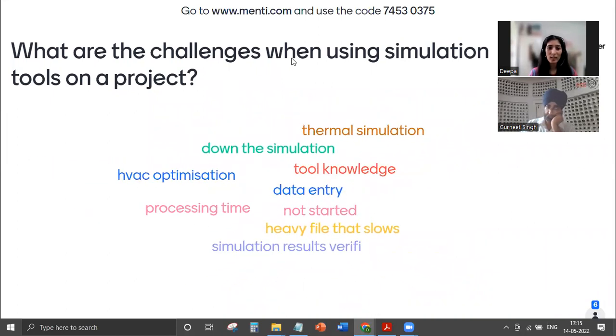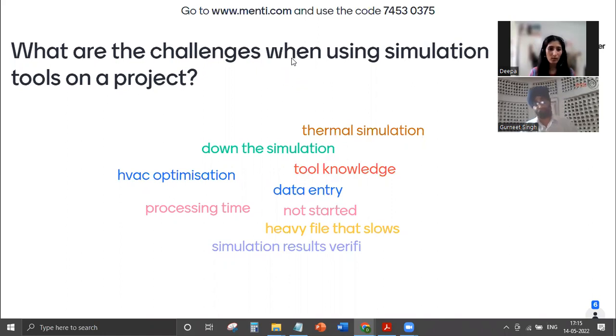Thermal simulation, HVAC optimization is a challenge. Okay. So that relates to the tool knowledge, right? Processing time could be a challenge for those who really know how to use the tool, right? And tool knowledge could be a challenge for those who are starting out. Unexpected results. Okay. What else we have? Simulation results, data entry.